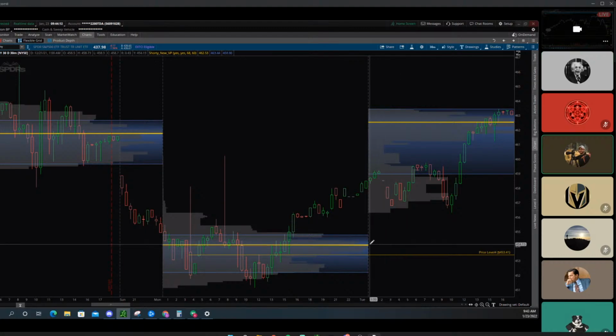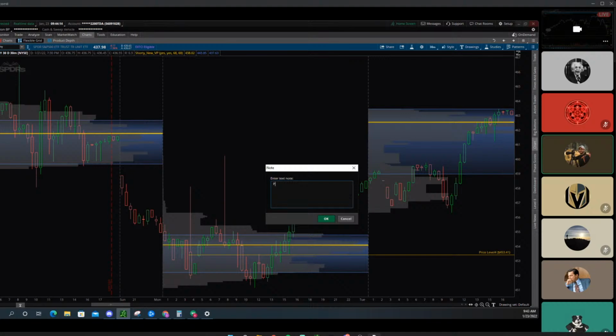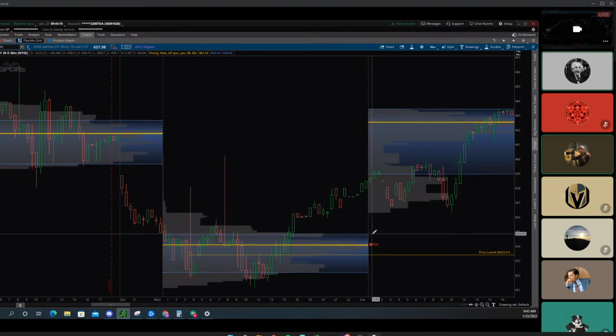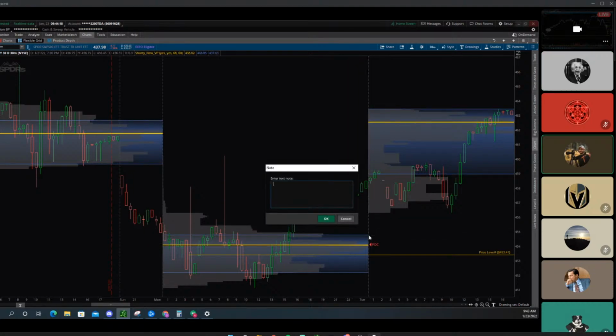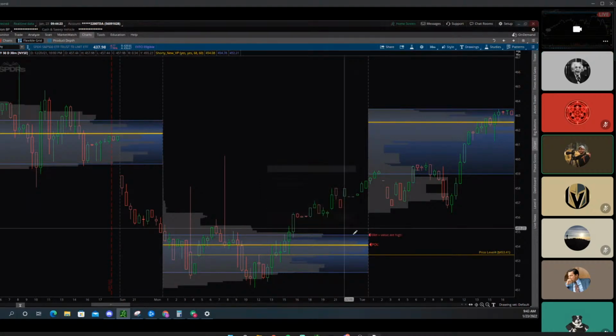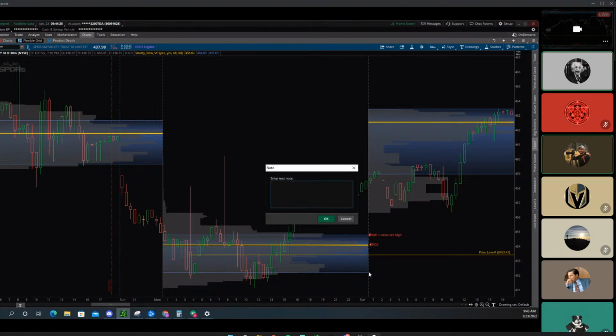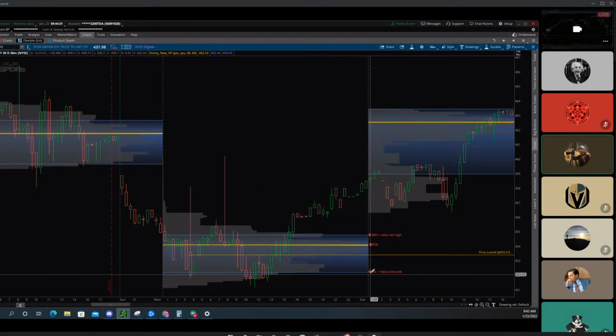So your profile line, the yellow, is your POC, correct? Mhm. And this one here is your value area high. Mm-hmm. And this one here would be your value area low, VAL. So what do you consider the areas slightly above it and below it in the gray volume? You just don't worry about them, basically?